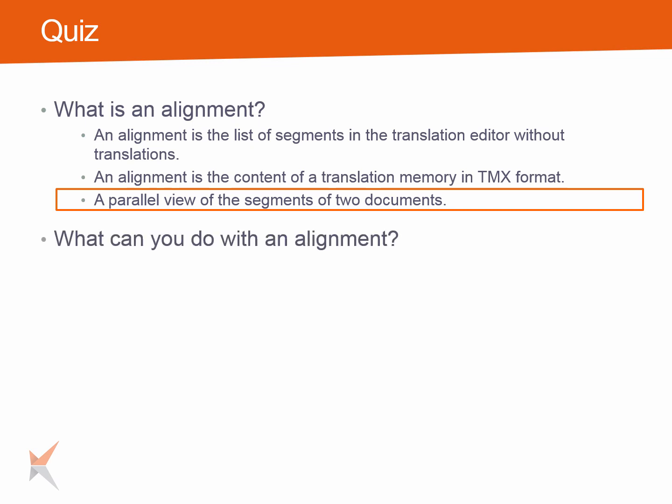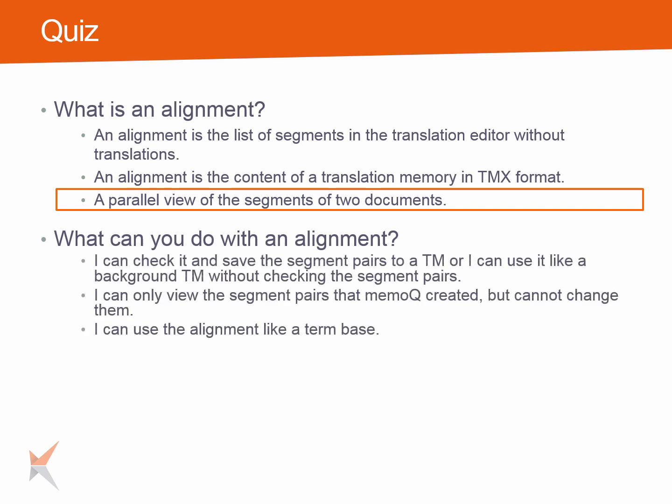Second question. What can you do with an alignment? The possible answers are: I can check it and save the segment pairs to a TM, or I can use it like a background TM without checking the segment pairs; I can only view the segment pairs that memoQ created, but cannot change them; or I can use the alignment like a term base. The correct answer is: I can check it and save the segment pairs to a TM, or I can use it like a background TM without checking the segment pairs.